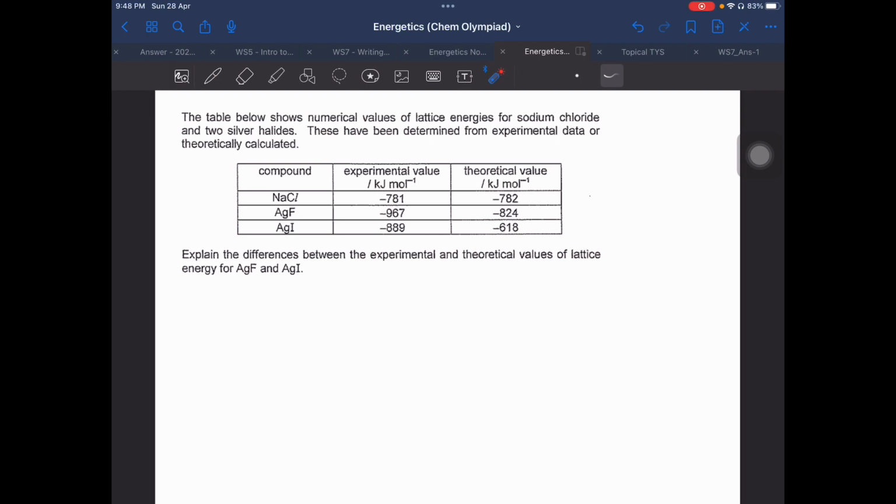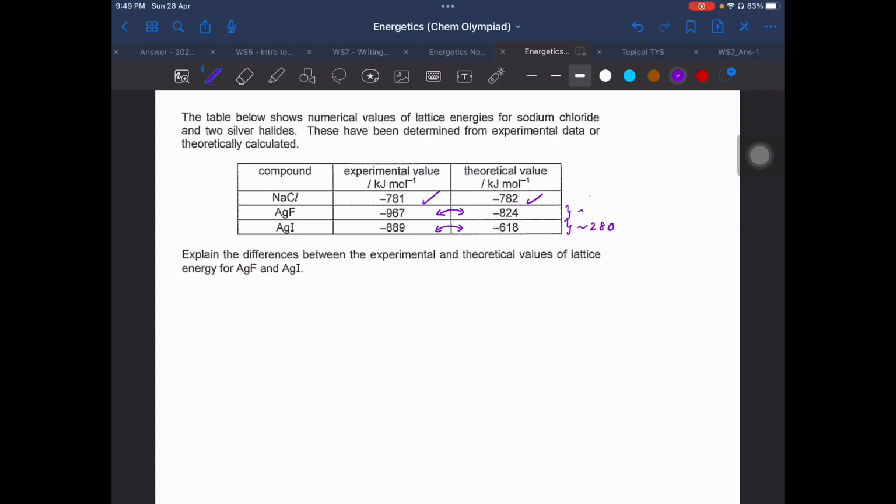So in this table, what they're trying to show you is that there's a set of experimental values for the lattice energy, and also a set of theoretical values. And you realize that more or less for sodium chloride, the value kind of checks out, right? Only a minor difference, but not something to be too worried about. Then we look at silver fluoride, AgF. The value between these two is slightly different as compared to sodium chloride, but sodium chloride is very, very close. Then you look at AgI, silver iodide, and you realize that the difference here is close to, let's say, about 280.